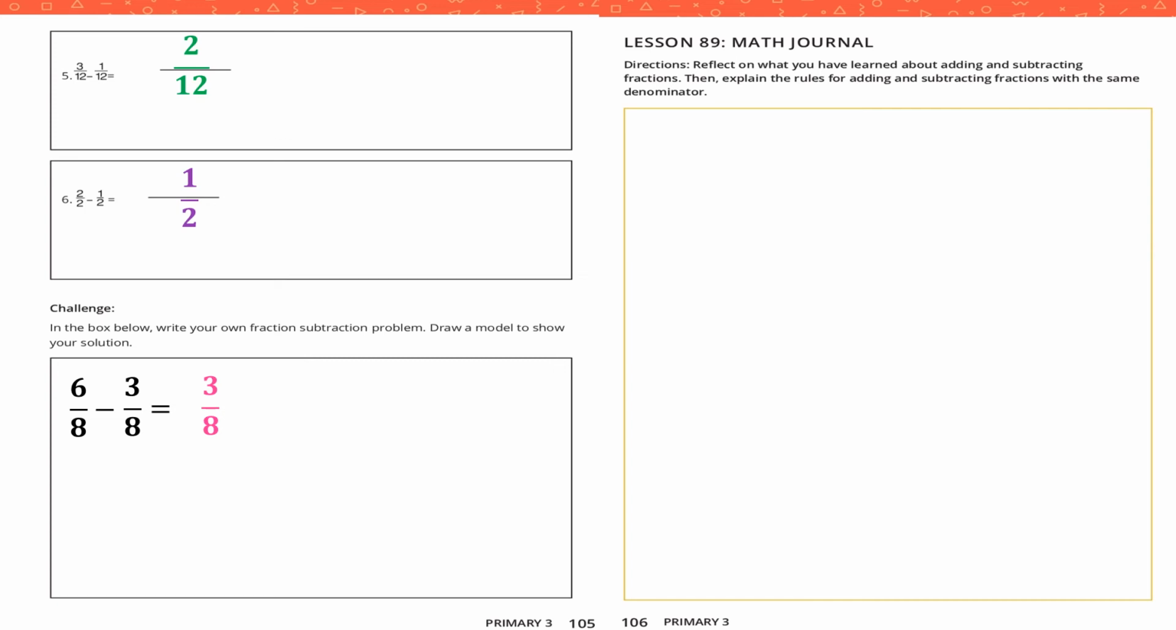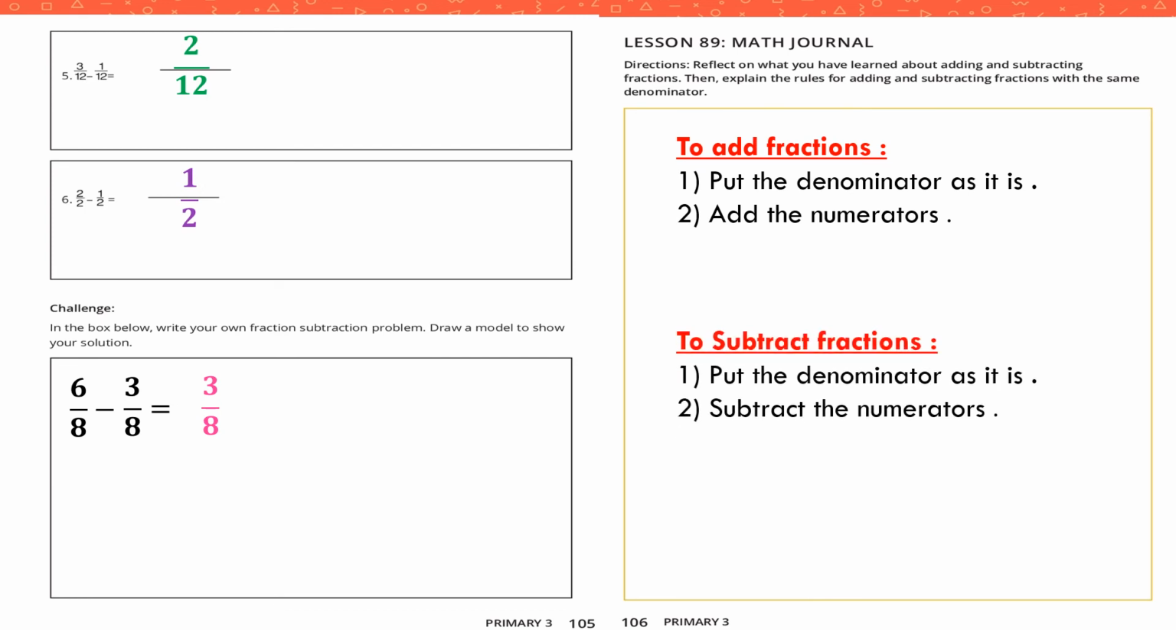The math journal: reflect on your work, what you have learned about adding and subtracting fractions. To add fractions we have 2 steps. Number 1, put the denominator as it is. Number 2, add the numerators together. Also, when we subtract 2 fractions, number 1, put the denominator as it is. Number 2, subtract the numerators together.